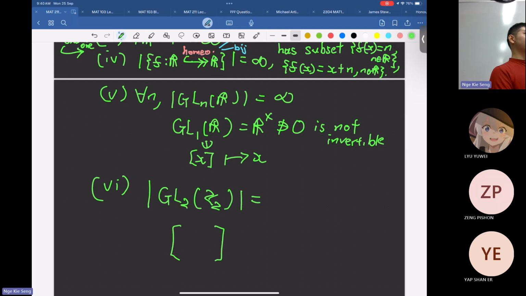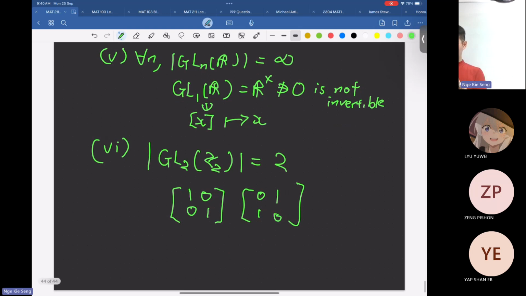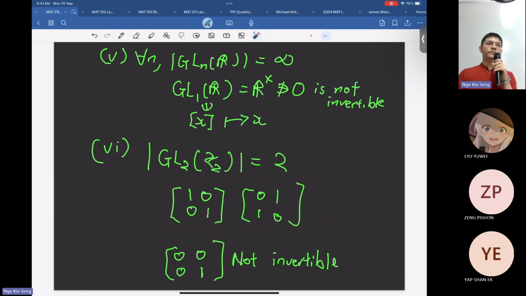Two. Which are the two? 0, 1, 1, 0. Only two. Okay, how about the other choice? 0, 0, 0, 1? It's not invertible. You can check that those that are invertible are just these two. The first one is the identity. So this is GL_2(Z2). This is one of the objects that will appear in the research field.